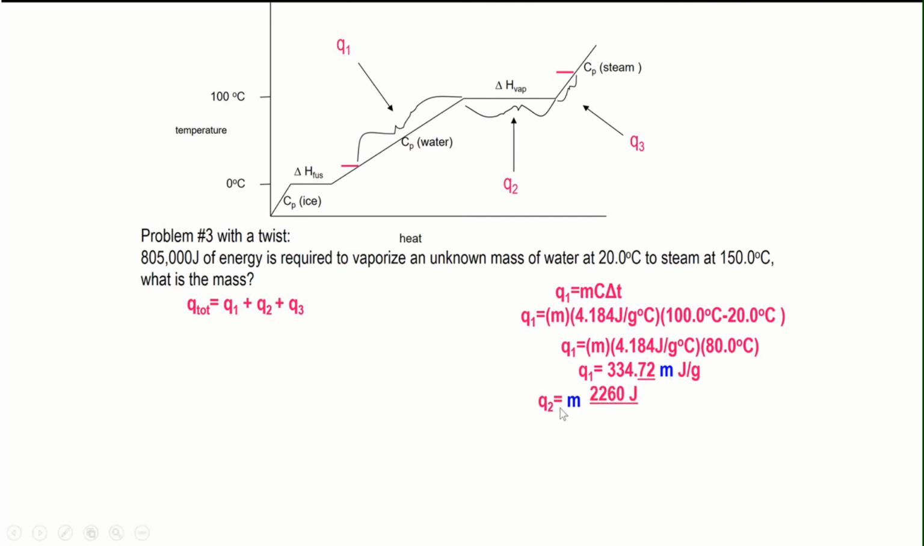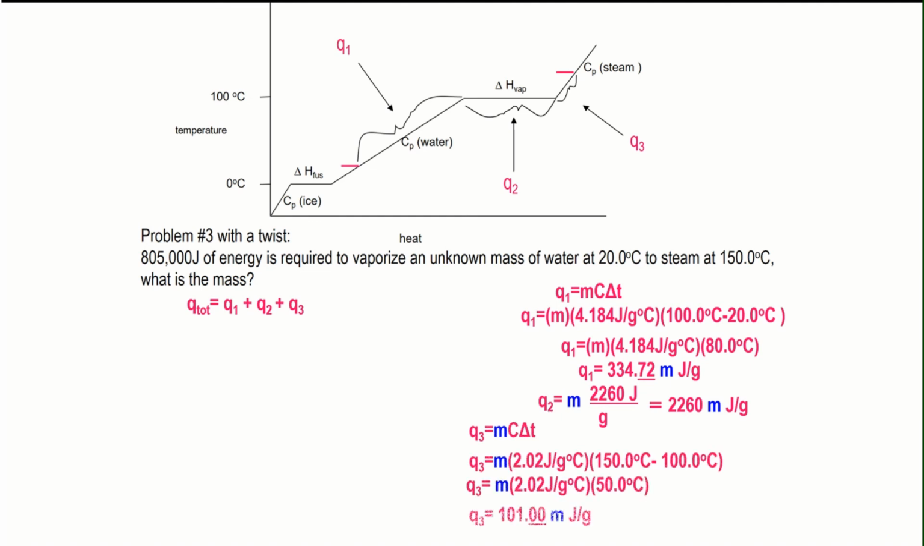Q2, again, I have an unknown mass. My delta H vap is 2,260 joules per gram. So again, I've found, in terms of M, my Q2, 2260 M. And then finally, my Q3, again, I want to find in terms of M, 101 times M is equal to my Q3. Well, I can plug all of those in. I know my total Q.